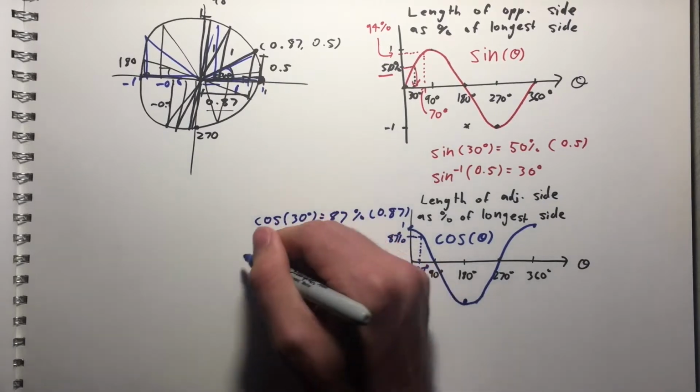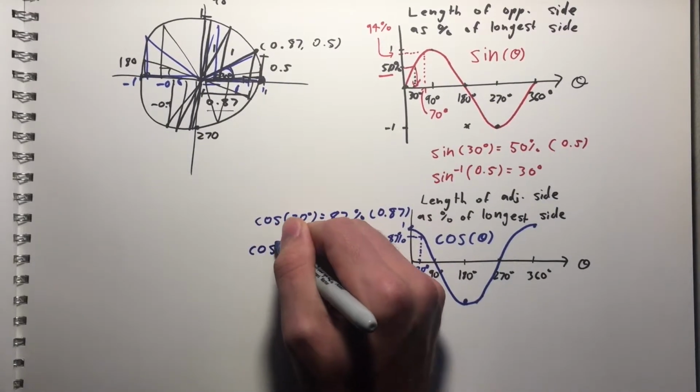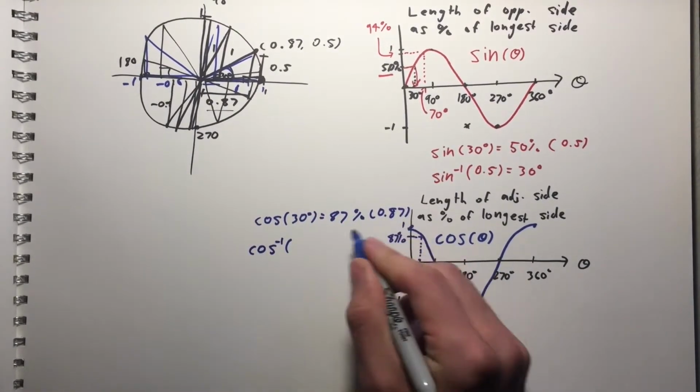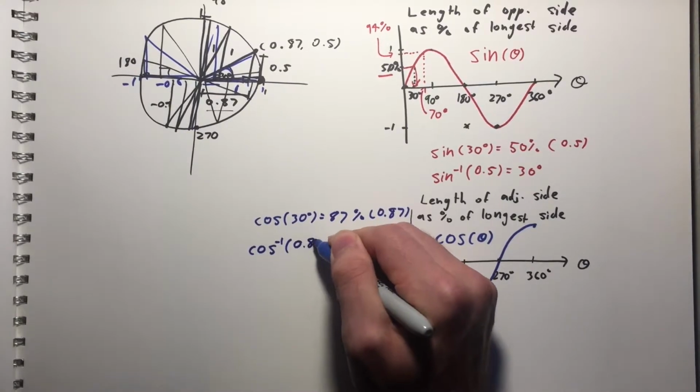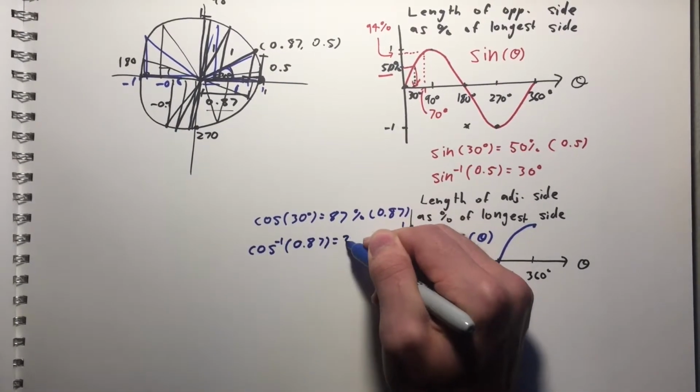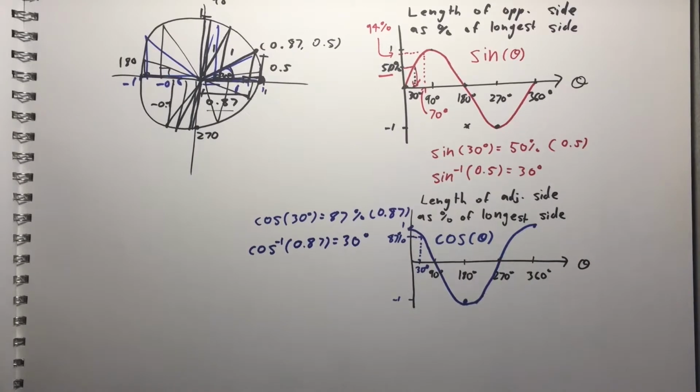And we can go in the reverse direction and say that the inverse cosine, or cos^-1, of 0.87 is 30 degrees, meaning that's the angle required for the adjacent side to be of that length.